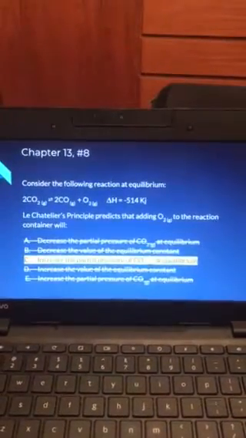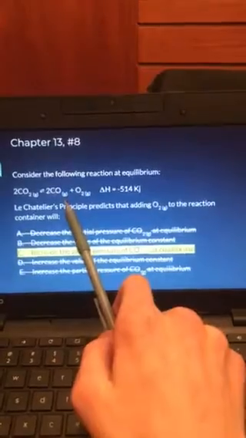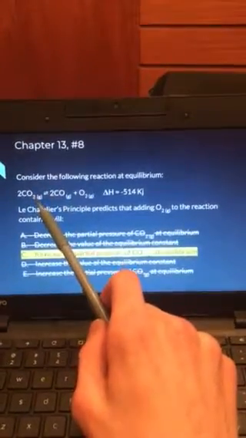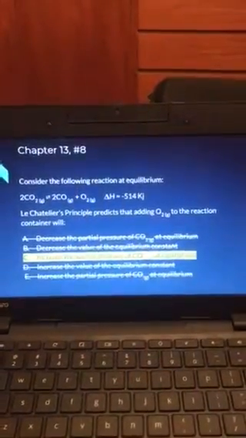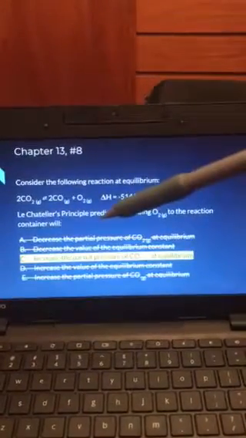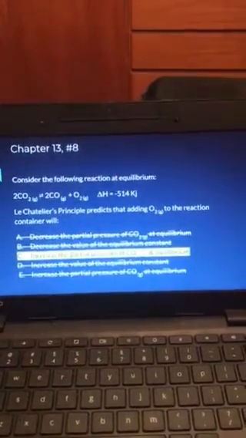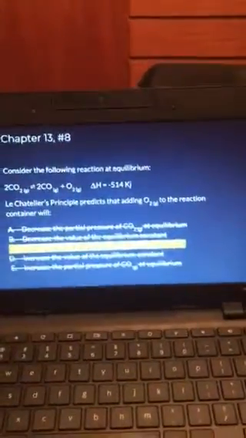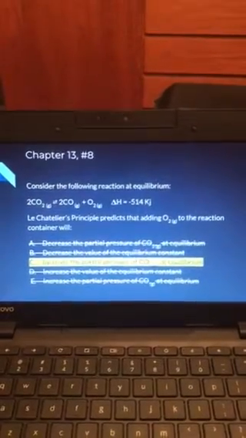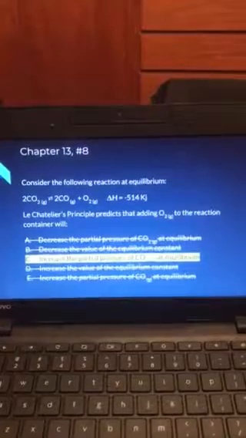Something also important to consider is your states of matter. We have all gases right here. But let's say, for some reason, CO2 or one of these just wasn't a gas. Well, that would alter your decision making, because we're talking about pressure, and gas is the only one that really affects pressure, because aqueous solutions don't, and we don't really care about solids. So that's something else important to consider.